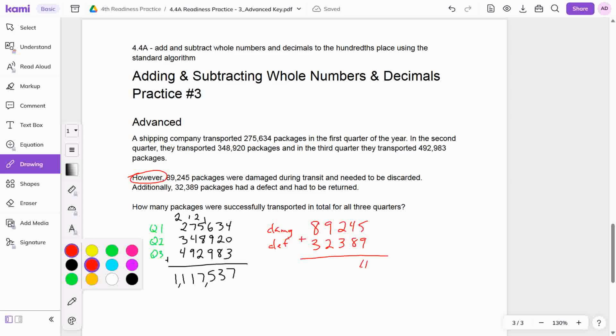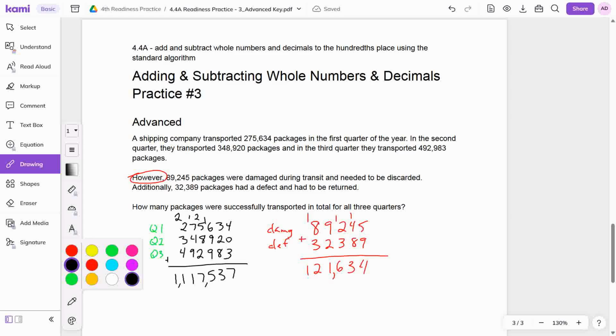First, I want to see how much product is just no good. Let's add that up. I've got 14. I've got 12. That's 13. I've got 6. I've got 11. And I've got 12. So 121,634 no good. So how many successful packages were transported?